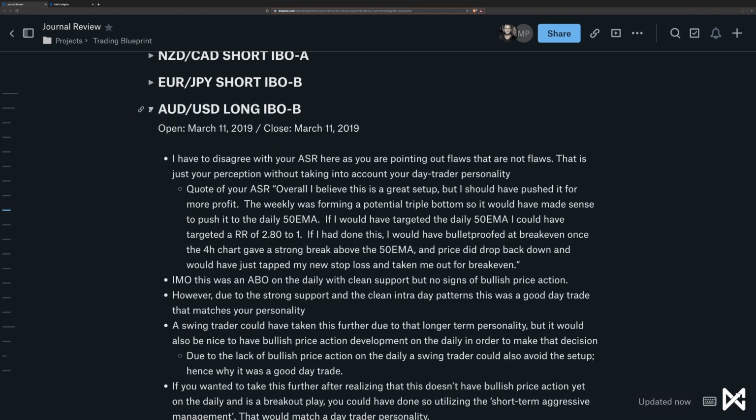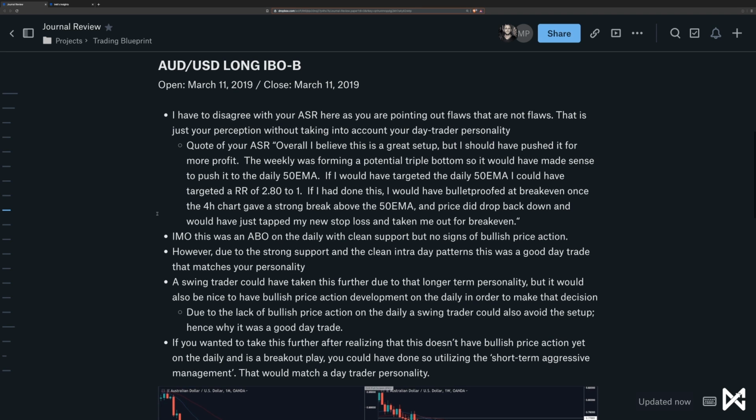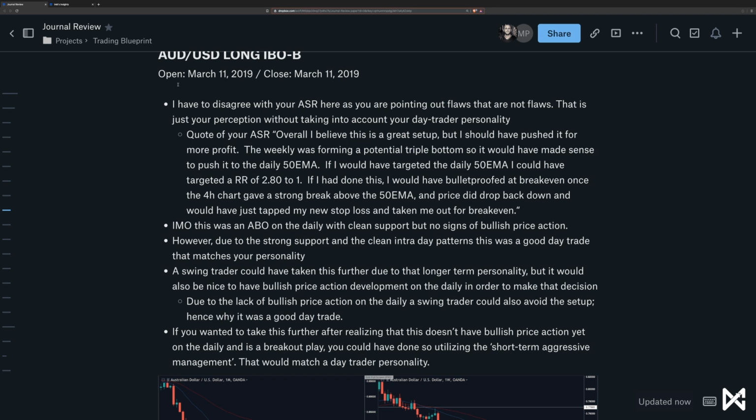Aussie dollar long IBO-B. This one's interesting. So let's have a read at this. I have to disagree with your self-review here, as you're pointing out flaws that are not flaws. This happens a lot, right? I find that a lot of people potentially point out things that aren't really negative confluence factors, right? So let's dig in further. That is just a perception without taking into account your day trader personality, right? This guy is a day trader, remember that. So, a quote from the ASR by this trader.